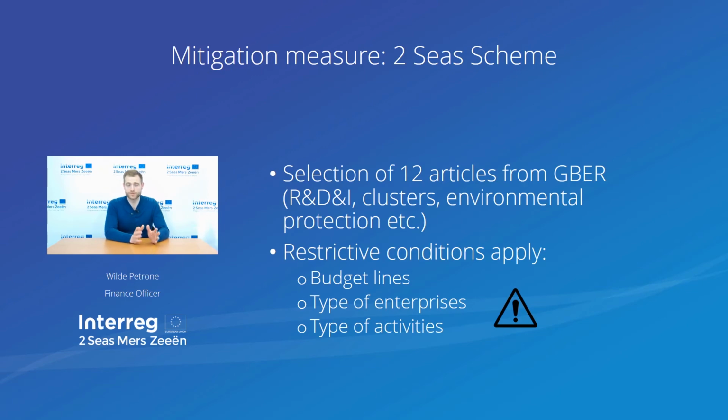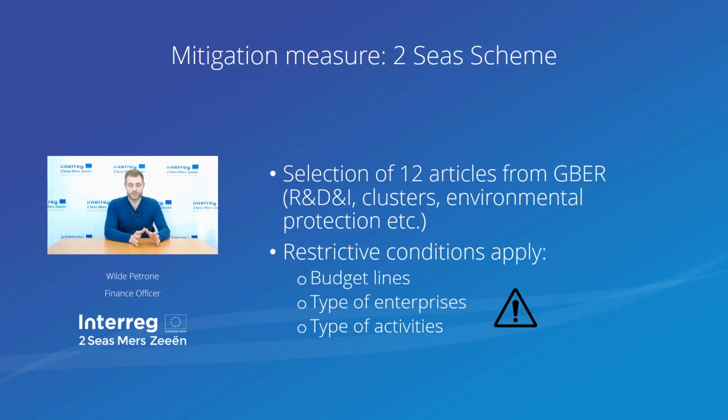Then there is also the 2C scheme. The 2C scheme is basically a program selection on all the available GBER articles. So we've selected 12 articles based on different priorities of the program that covers, as you will see in the 2C scheme, RD&I, so research, development, and innovation, clusters, innovation clusters, aid to SMEs in different ways, environmental protection, energy efficiency, so those subjects that are related to the program.